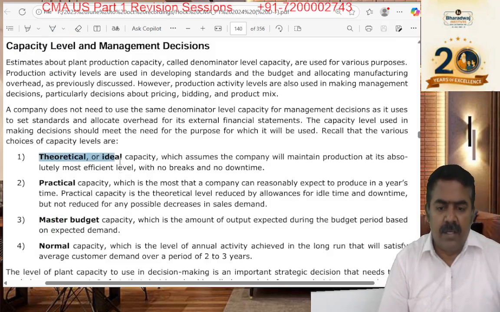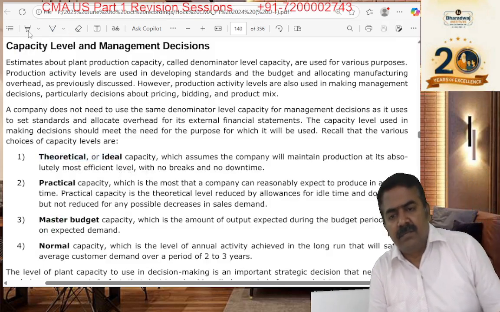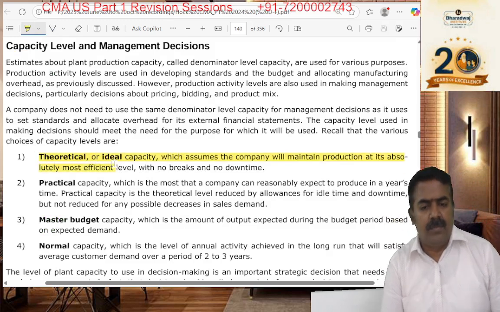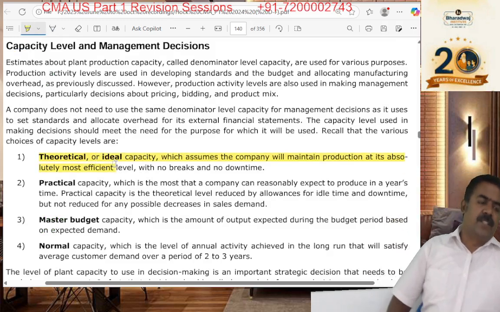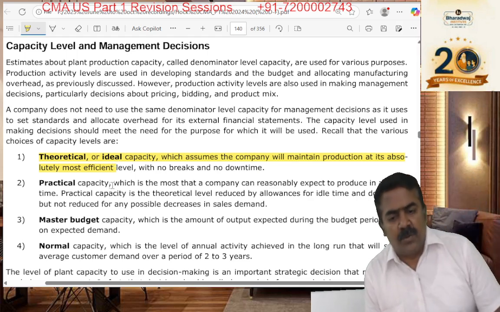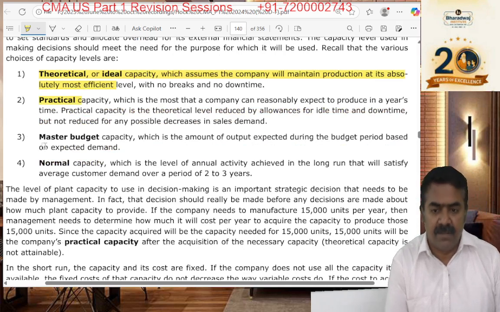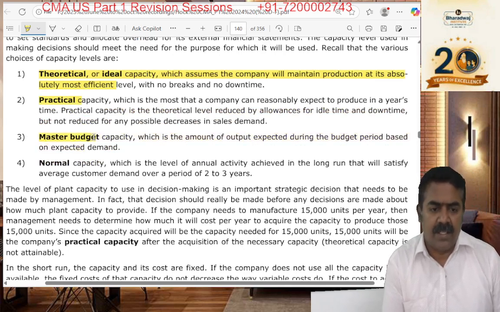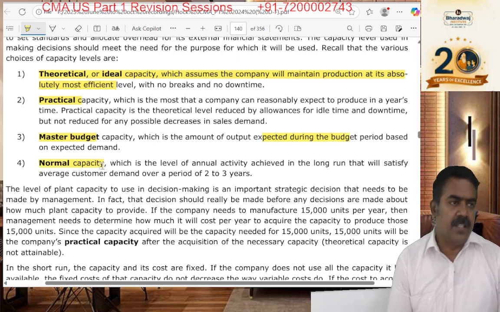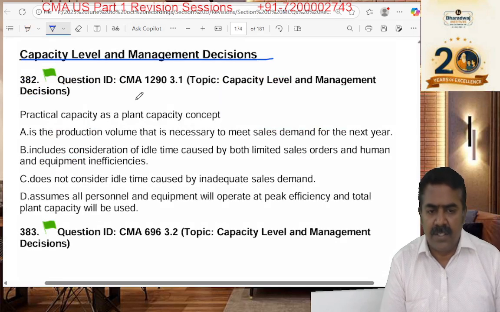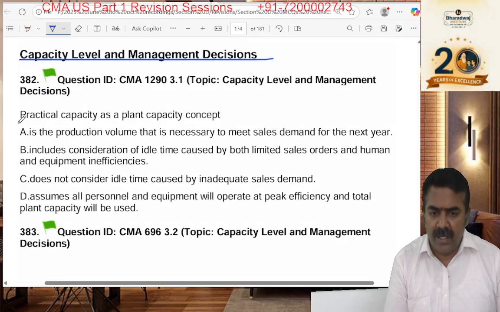What is the theoretical capacity? Without providing for any idle time or any compromise of time, when we work at full capacity, that is called theoretical capacity. What is practical capacity? That which is possible to achieve. What is master budget capacity? The capacity that is expected for the current year or current period based on the demand. Normal capacity is based on what? Long-term average, like 2 or 3 years. So let us see. Practical capacity is the plant capacity concept.